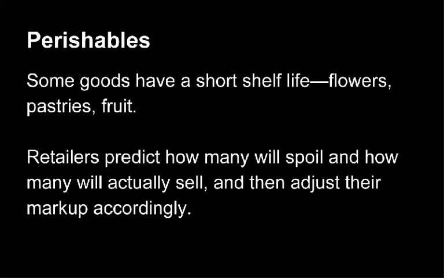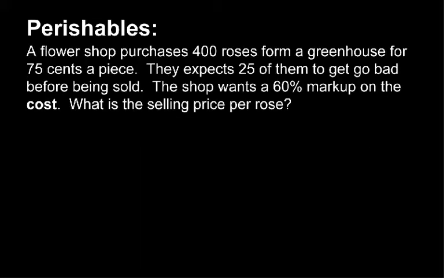This video is going to talk about how to find the selling price of perishables. Perishables are items that have a short shelf life, such as flowers, pastries, fruit, groceries in general, anything that's going to spoil. The way they figure this out is they predict how many will spoil, how many they won't sell, and adjust their selling price to what they think is going to sell. The best way to understand how this works is to see an example.